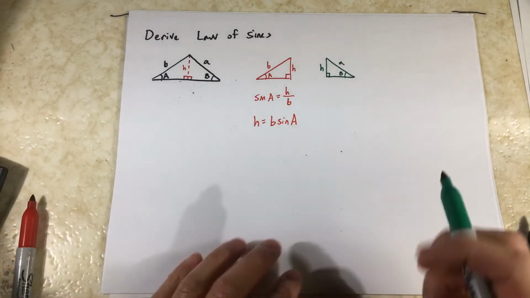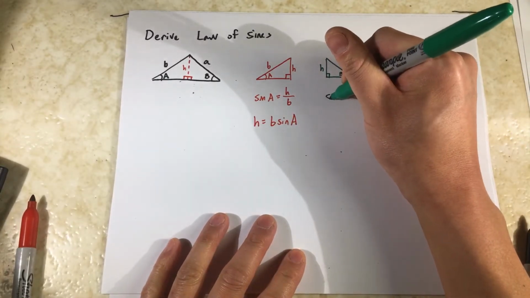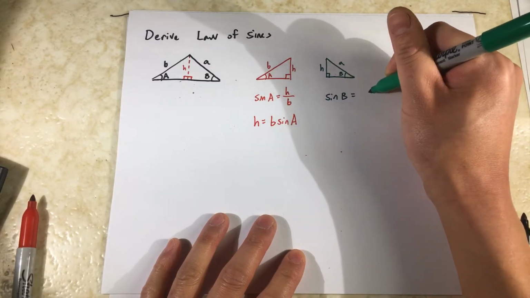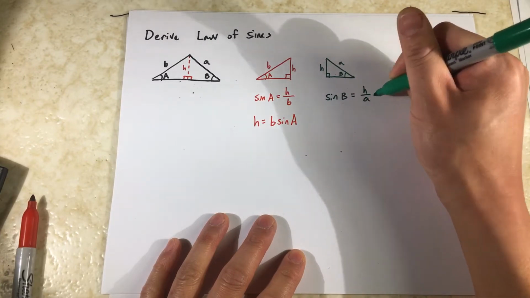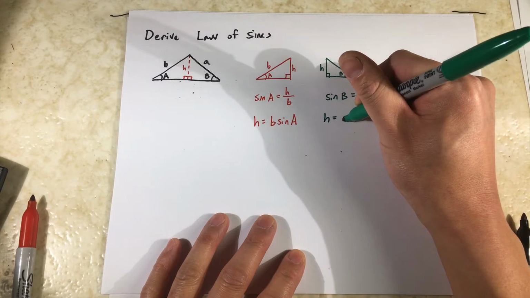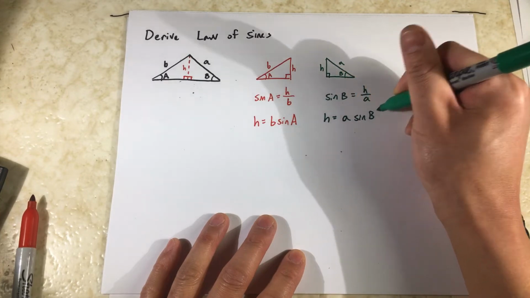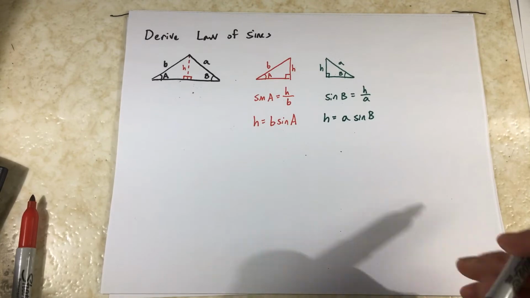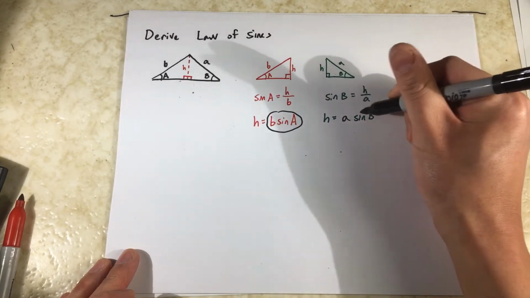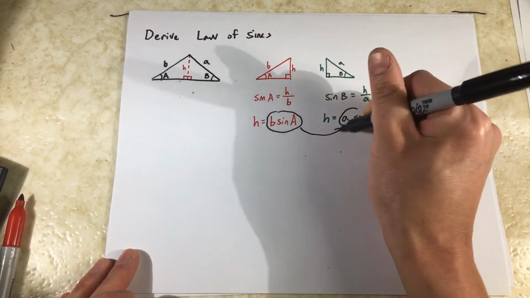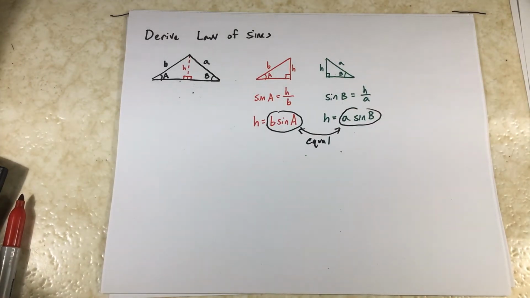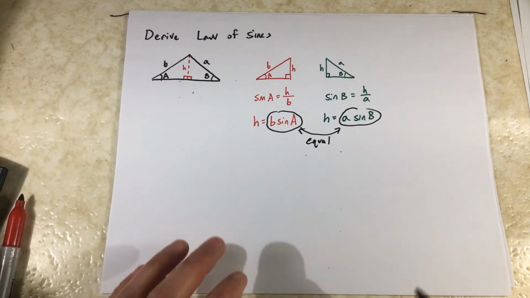Right? So that's stuff that we've done before. Here I'll do the same thing. So again, I have the opposite and the hypotenuse, so I'm going to do sine again. So sine B is equal to H over A. If I solve for H by multiplying both sides by A, I get H is equal to A sine B. And so what I have here is an equation for H and another equation for H. So that means that this and this should be equal. Okay? So those two are equal to each other.